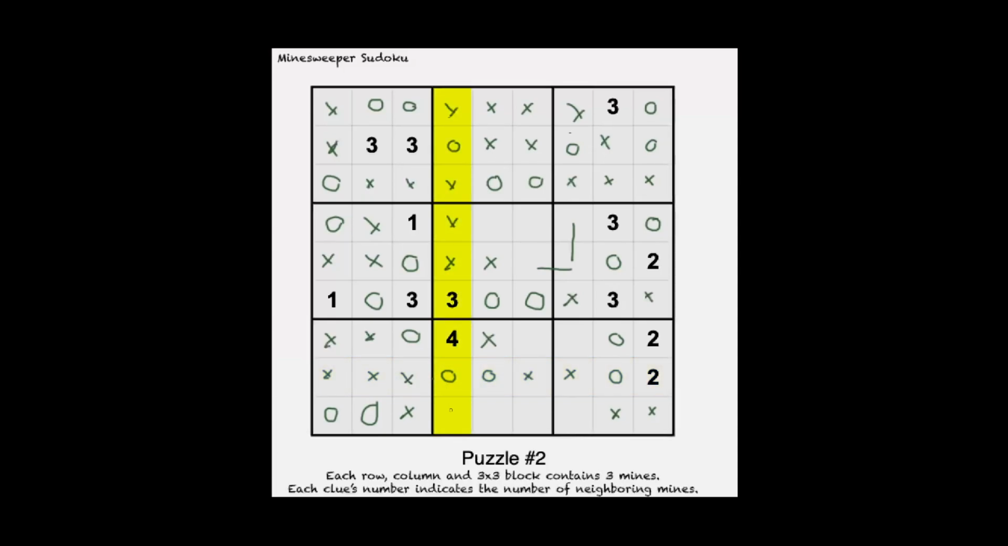Now we can finish up this column. There we go. Finish up this row. Finish up that block. Now this 3 already has its 3 mines. So we can eliminate that square, which forces a mine here, which finishes up that row, and then this row gets its final mine. And that solves the puzzle.